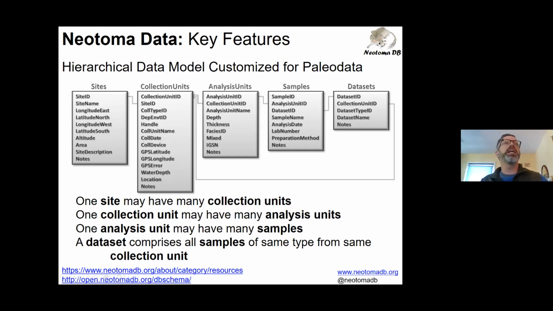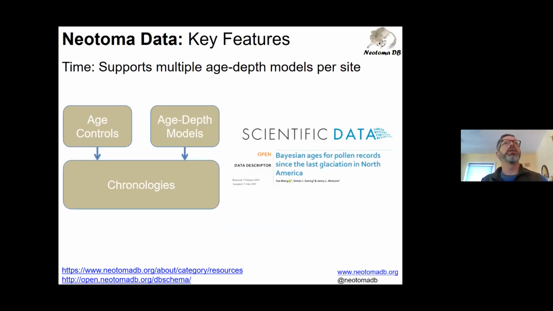And then the data sets, a data set in Neotoma terminology, are all samples of a given same type from a collection unit. So all the pollen samples from a single core would be a data set. All the diatoms from that same core would be a different data set. So that's how we define and bound data sets. So that's a quick overview there.